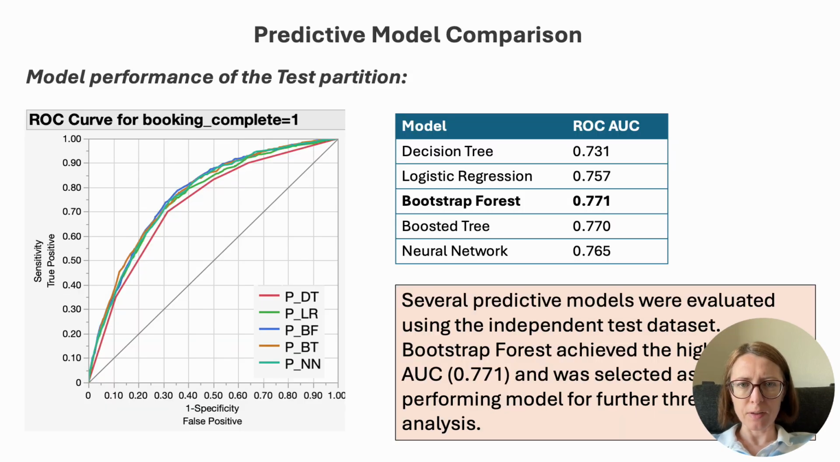After preparing the data and modeling, I compared several predictive models using an independent test dataset. To compare them fairly, I used the ROC area metric. This measures how well a model separates customers who are likely to complete a booking from those who are not, across all possible probability thresholds. This is important because the best probability threshold depends on business priorities and available marketing budget. The Bootstrap Forest achieved the highest ROC area, so it was selected for the final analysis.